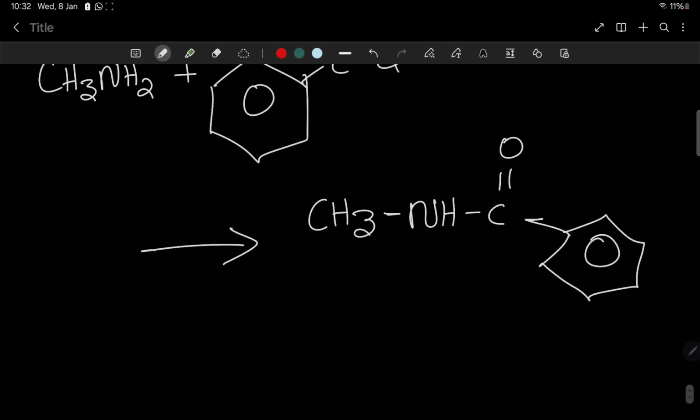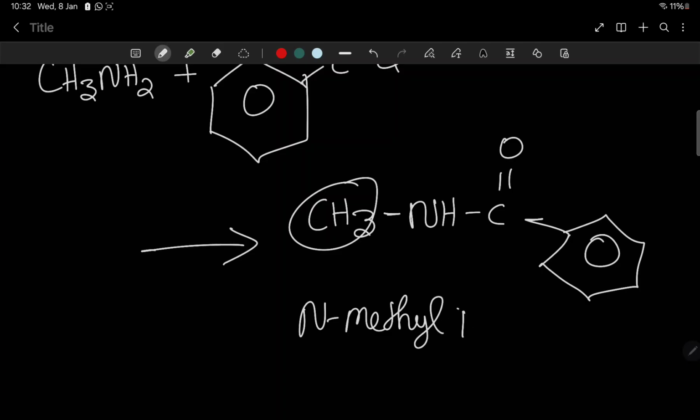So this is the compound we are getting. This is called N-methyl benzamide. This is the compound, N-methyl benzamide.